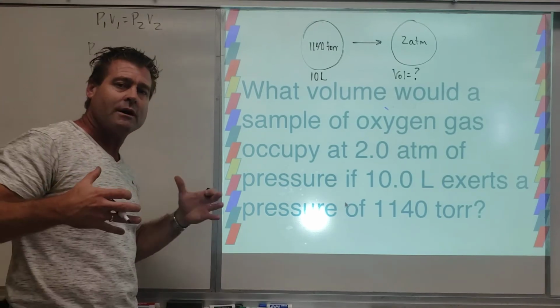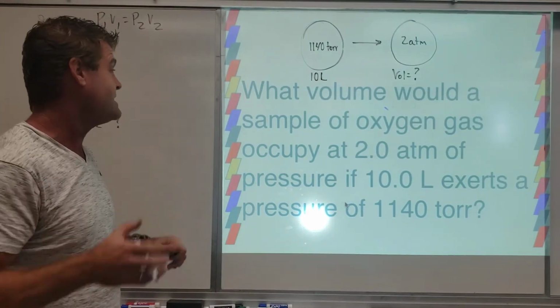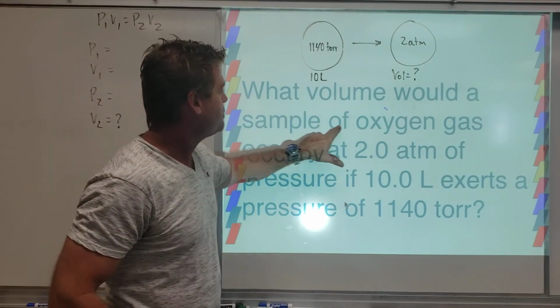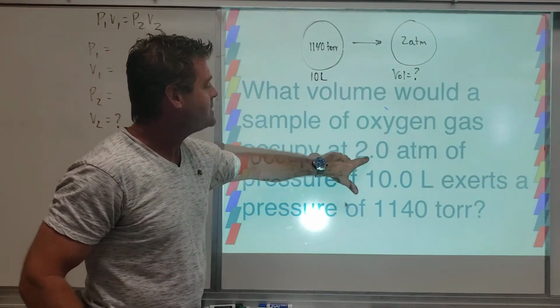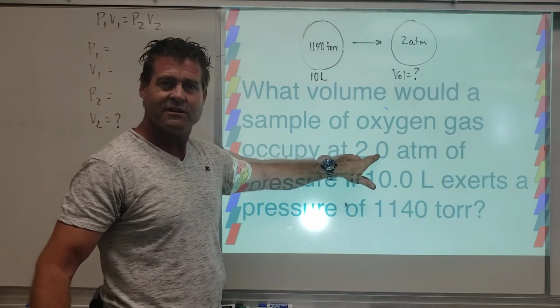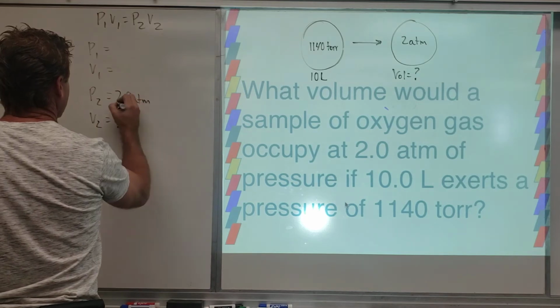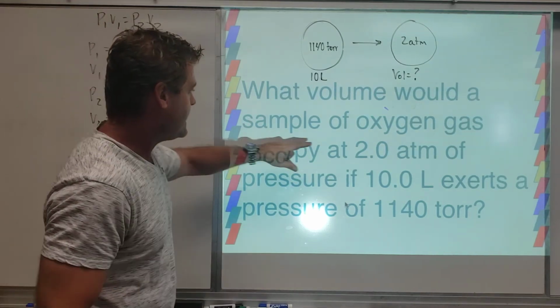If you read it, this is where it's not necessarily super easy. You kind of have to read it and just make sense out of it. It says, what volume would a sample of oxygen gas occupy at 2 atmospheres? You guys agree the unknown volume corresponds with 2 atmospheres, doesn't that seem reasonable? And then you just fill in. They're giving you conditions, and then look at the way they say it.